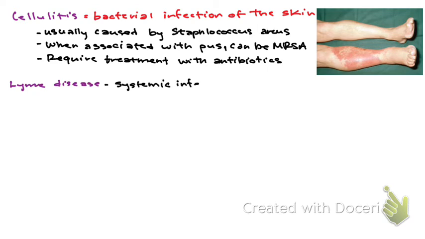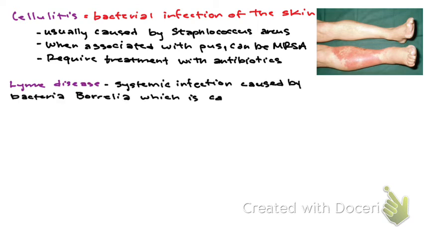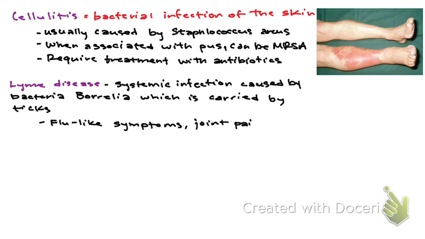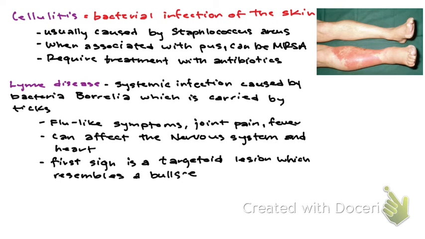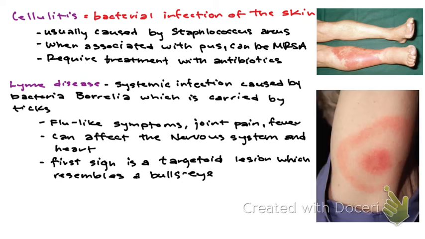Lyme disease is a systemic infection caused by the bacteria Borrelia, which is carried by ticks. The patient generally has flu-like symptoms, joint pain, and fever. It can affect the nervous system and the heart. And the first sign of this infection is a targetoid lesion, which resembles a bullseye.